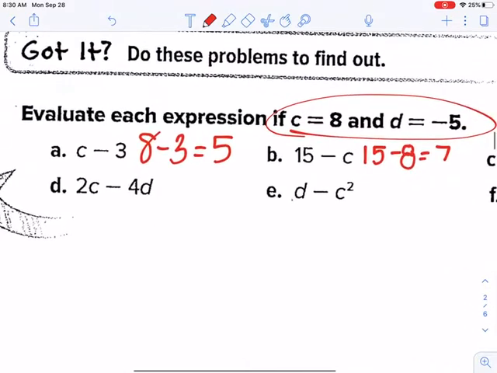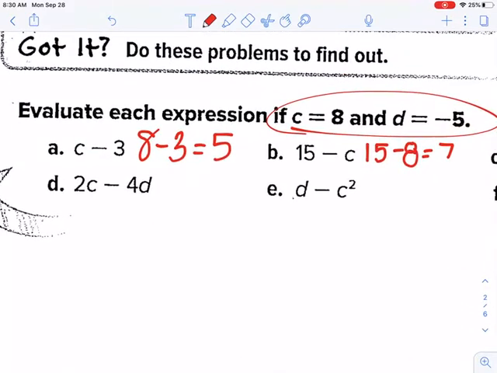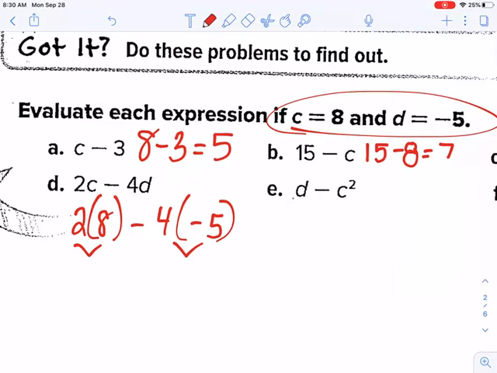Go to letter D. You have 2 times c minus 4 times d. So 2 times 8 minus 4 times -5. So do your multiplications first, according to order of operations. We have subtraction in the middle, and from our last chapter, we know we have to change our subtraction to addition, the next number to its opposite. So now we're just adding, same sign, add and keep, and you get 36.